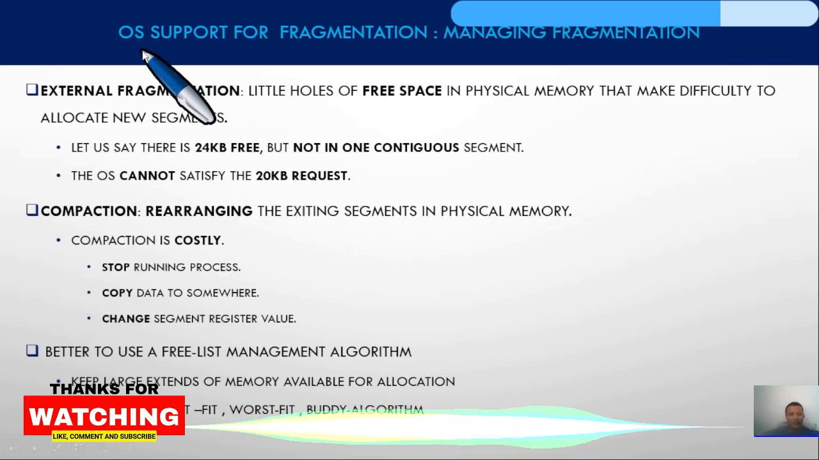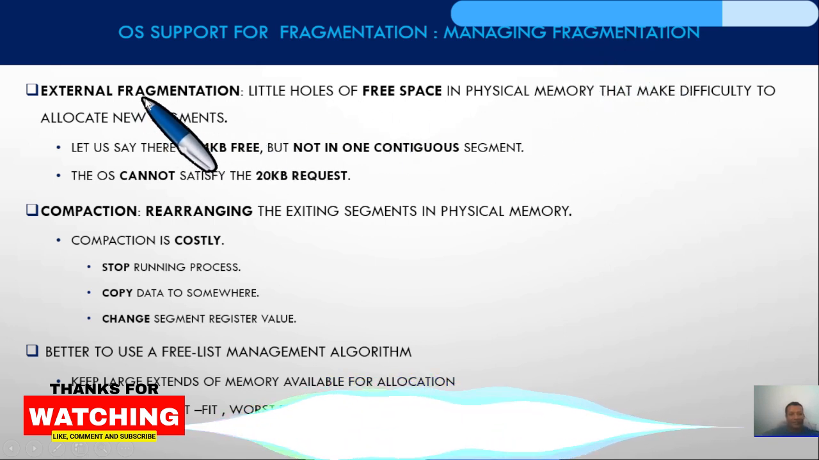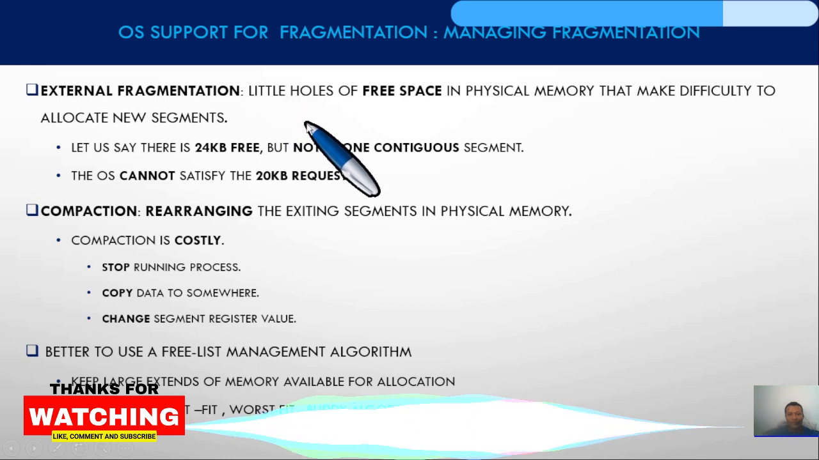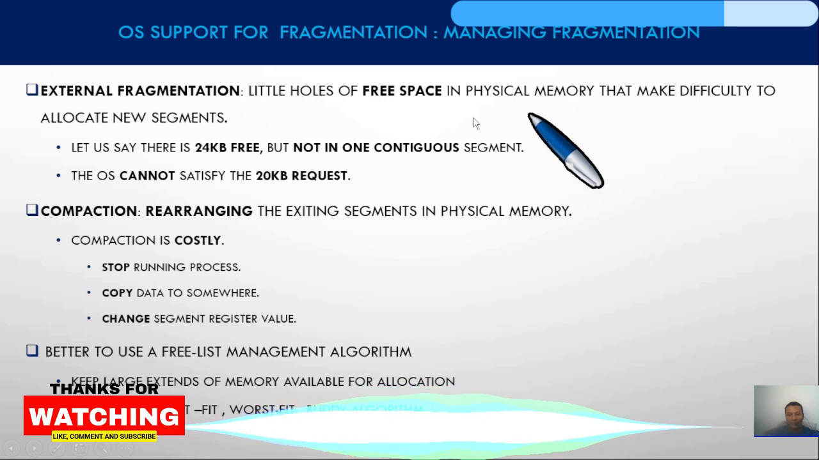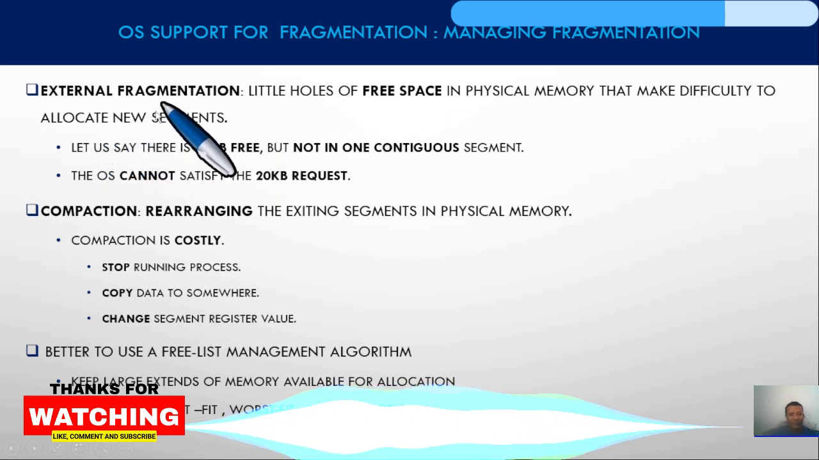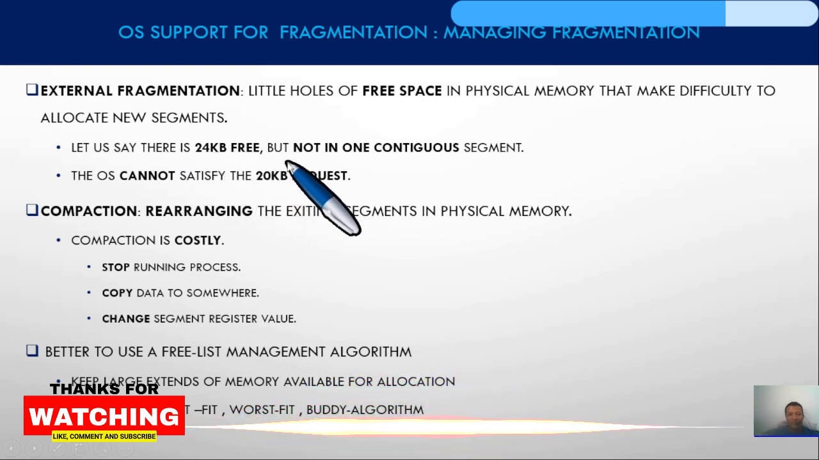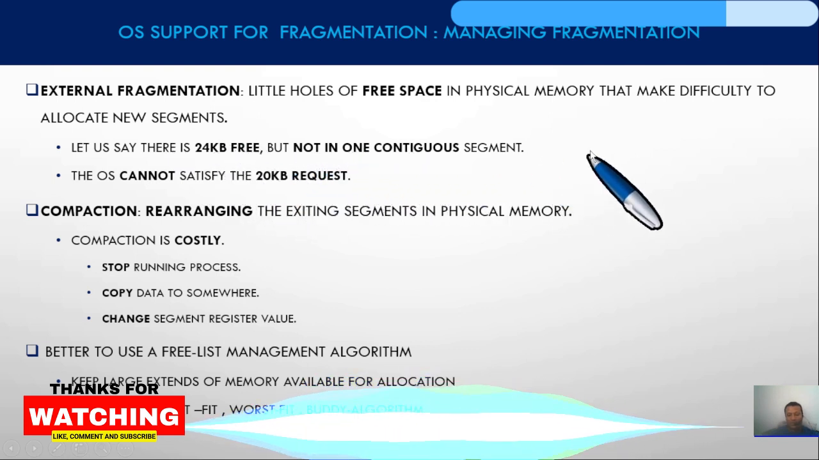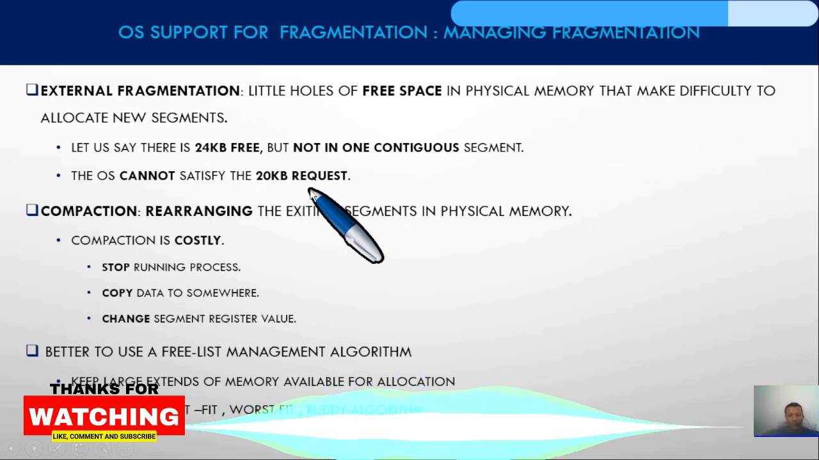So the operating system must support managing fragmentation. For example, external fragmentation means little holes of free space in the physical memory that make it difficult to allocate a new segment. For example, let us say there is 24 kilobytes free, but not in one contiguous segment. The operating system cannot satisfy the 20 kilobyte request.